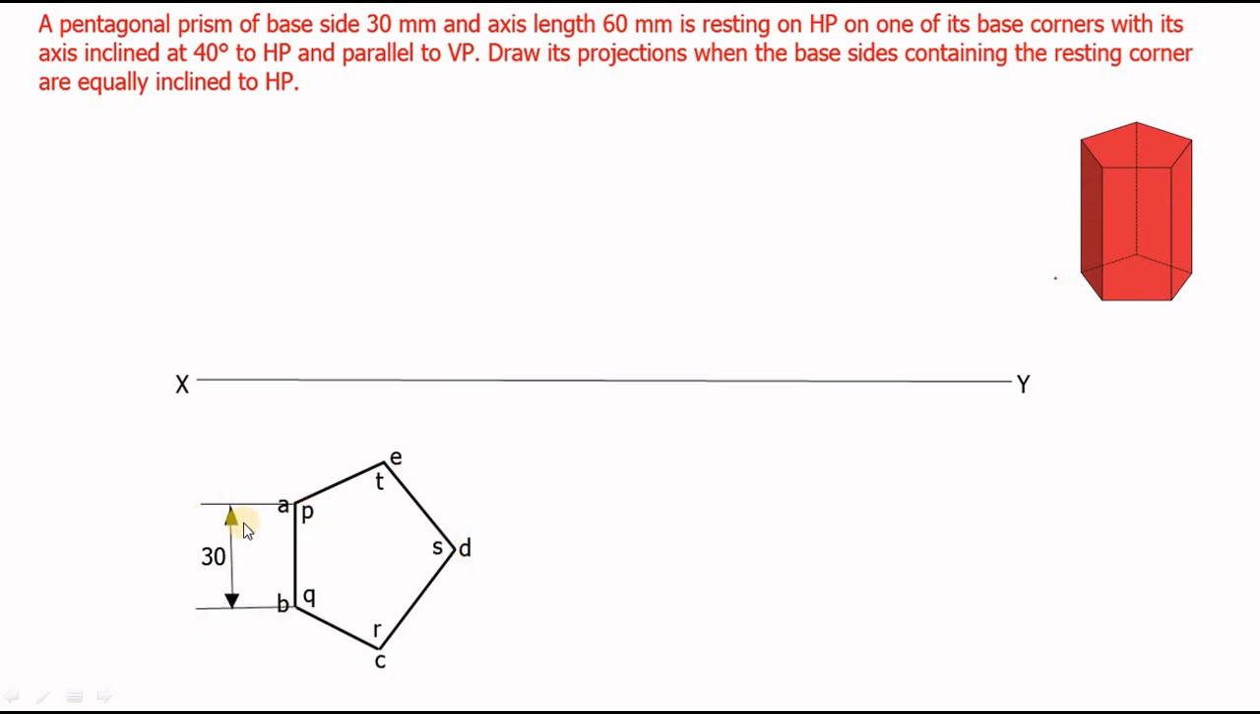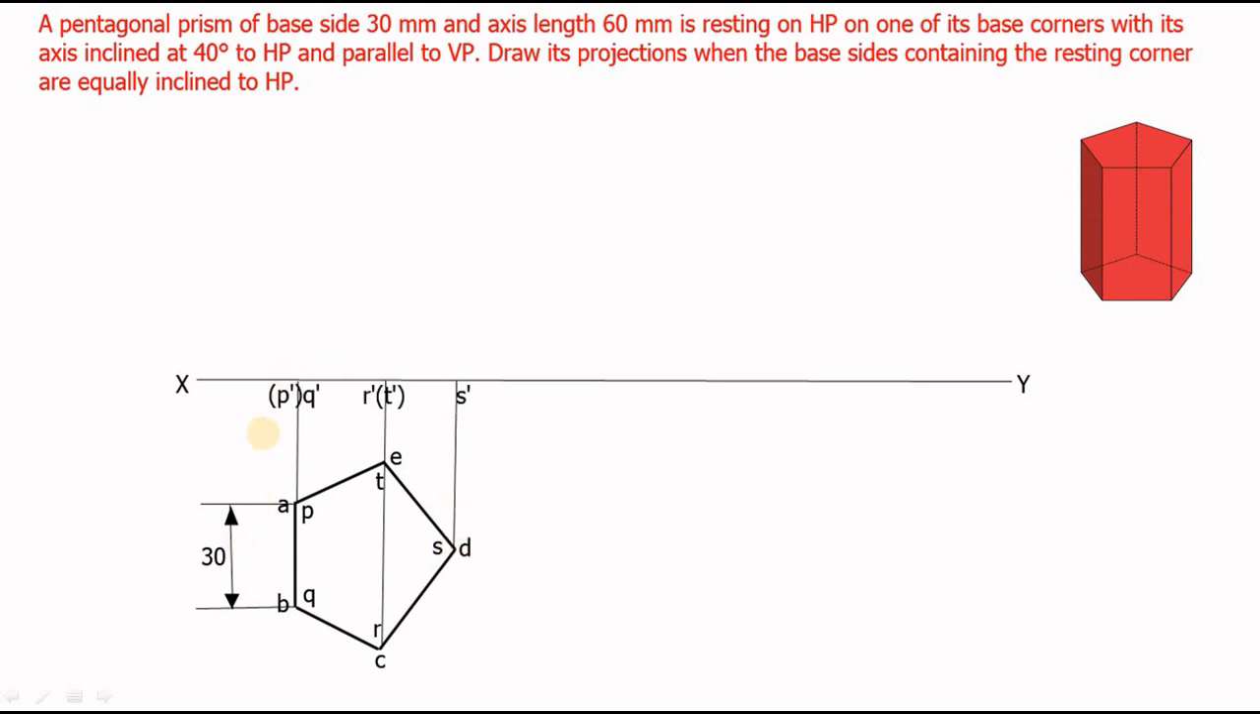So any one side you can take. So probably take the left side. Then draw a projection line from all these corners to touch XY. See, from A, draw one vertical line to touch XY. Similarly, from C and E, both will be on the same line. Draw one projection line. Similarly, from D.